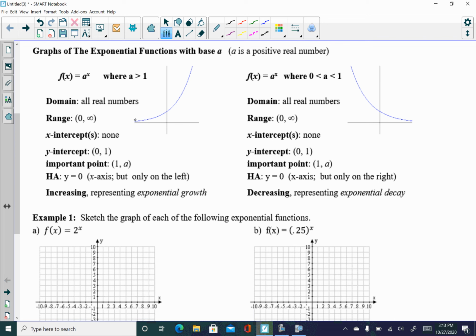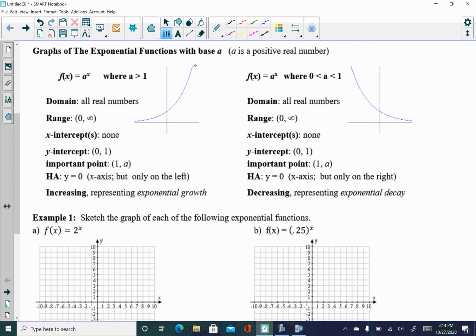The graph on the left is increasing from left to right, and the graph on the right is decreasing from left to right. The only difference is the value of a. On the left, your a value is greater than 1, whereas on the right, your a value is between 0 and 1, so it is a fraction. When your a value is a fraction, your exponential function will decrease. When your a value is a whole number greater than 1, your function will increase.